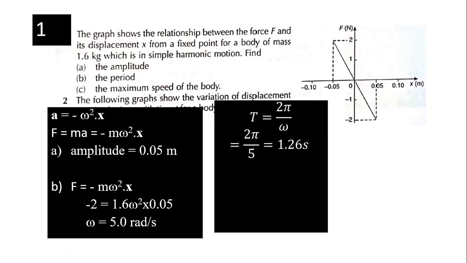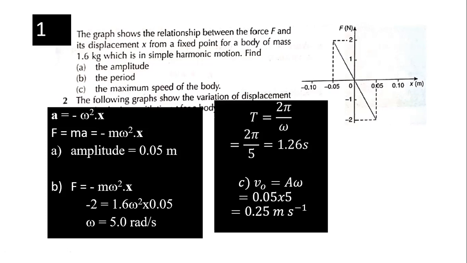And the maximum speed of the body. If I've forgotten the formula, always remember circular motion. v0 is amplitude times your angular frequency. Amplitude we have already calculated, or you can read from the graph. Omega is there, and multiply up. That's all.